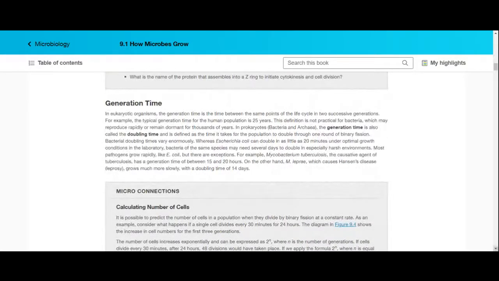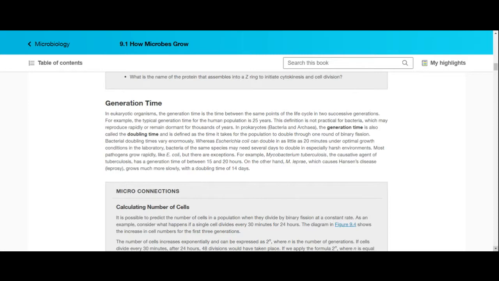So you see here, they give us the example, E. coli can double in as little as 20 minutes under its optimal growth conditions. So what that means is that 1 can become 2 in 20 minutes, and then 2 becomes 4, and then 4 to 8, and 8 to 16, and so on. That's why we call that the doubling time. It's the time it takes for the population to double.